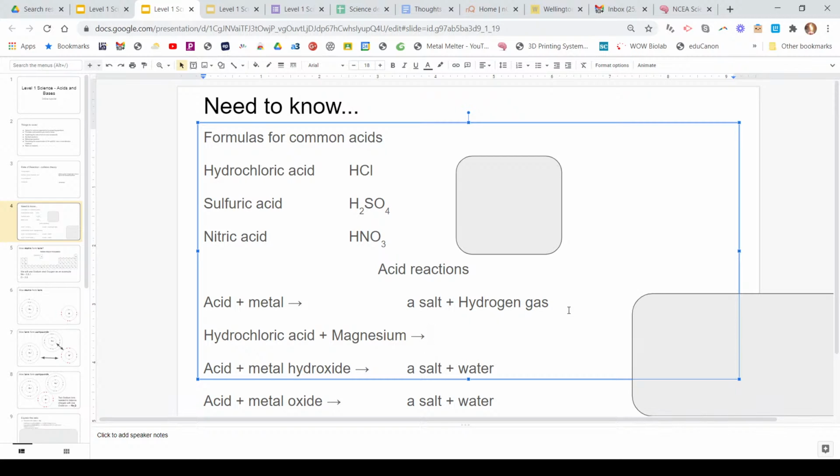Then for the naming of the salt, and I think that's the important skill here, use the name of the metal first. So we're going to write magnesium for the salt. And then the second part of the name of the salt comes from the acid that you've used. Because this is hydrochloric acid, it's going to produce a chloride salt. And then we're also going to get our hydrogen gas given off. Spelling's gone AWOL there. Hydrogen gas.